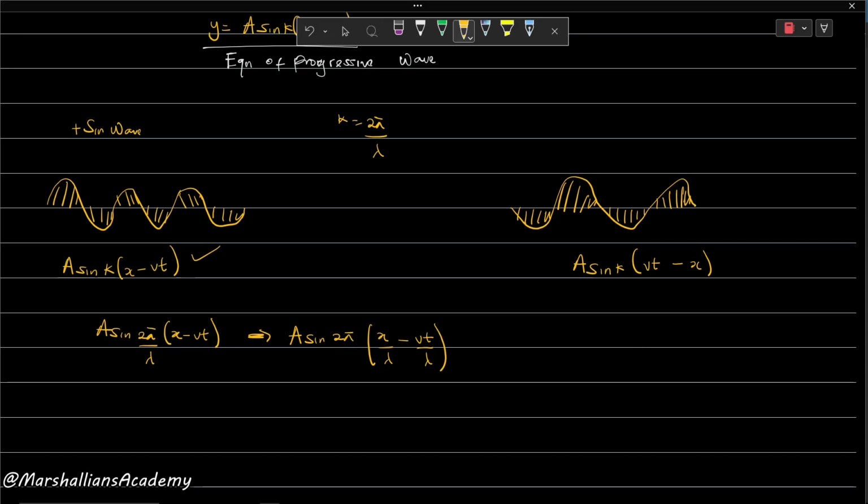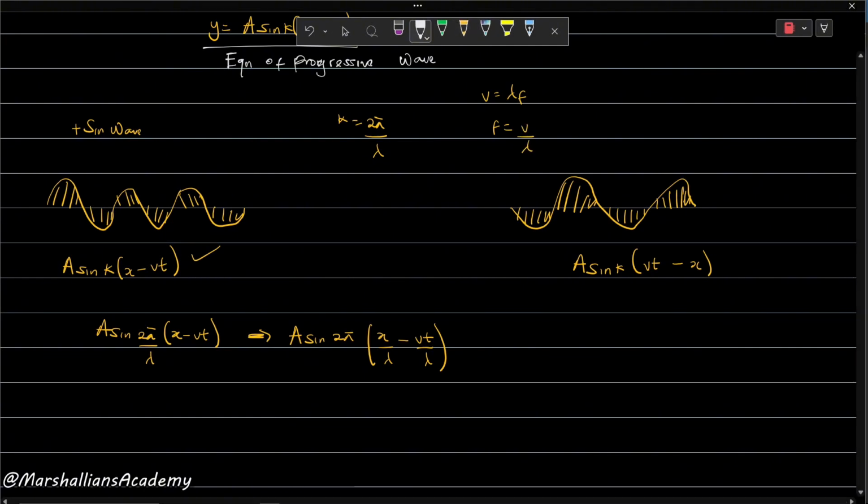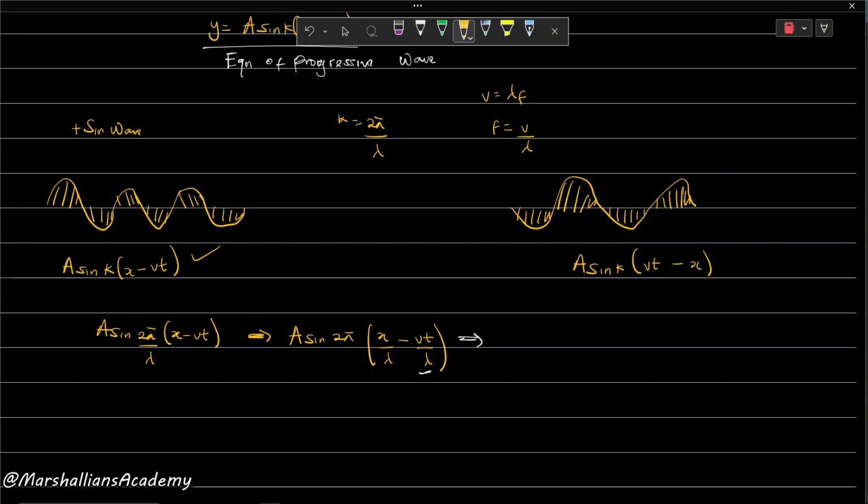Where are we going to? If you remember our last class, we said there's a relationship between lambda, v and f. We said v is equal to lambda f. You do remember this equation? Therefore, f must be equal to v over lambda. Are we together? And what did you notice here? We have v over lambda at this particular point, which means this equation can become A sine 2 pi into bracket x over lambda minus f, which is now v over lambda, t. And we have the equation too.